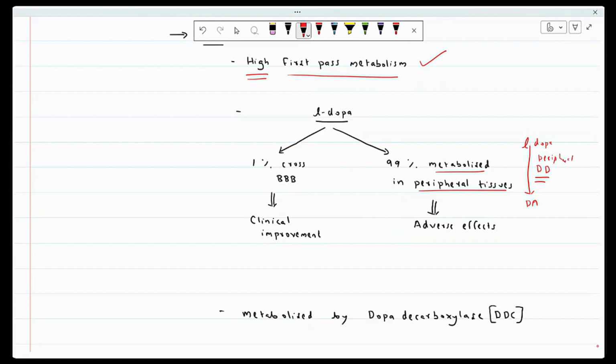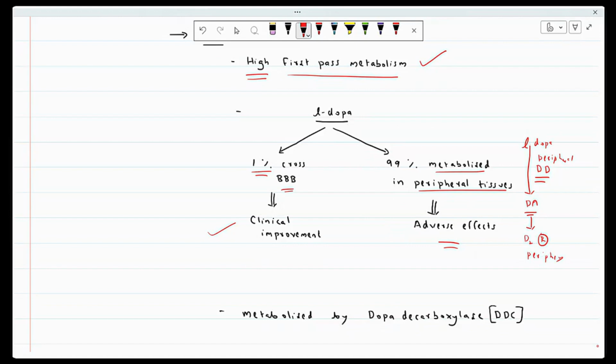Now this dopamine can go and bind to the dopamine receptors in the periphery, so that can result in adverse effects. That is one problem. And when you give 100, 99 get metabolized in the tissue, and only 1% crosses the BBB. So that 1% only will create a clinical improvement, which is actually not a good bioavailability. You give levodopa, only 1% will reach the brain and try to give a clinical effect. But do you want such a drug?